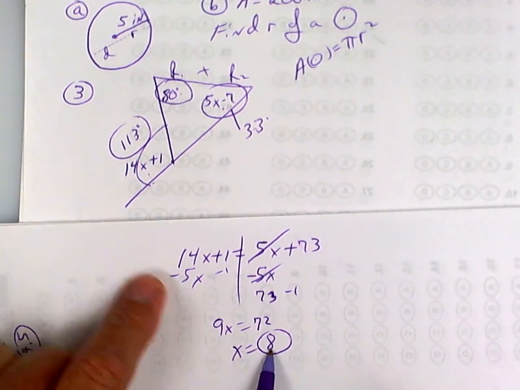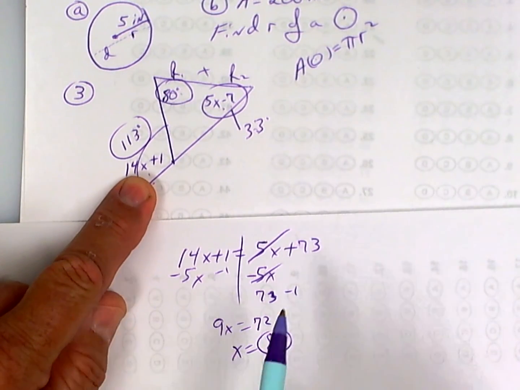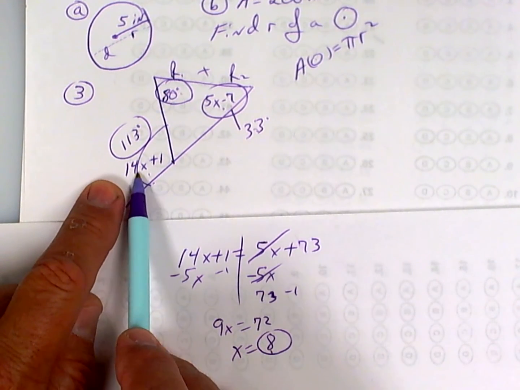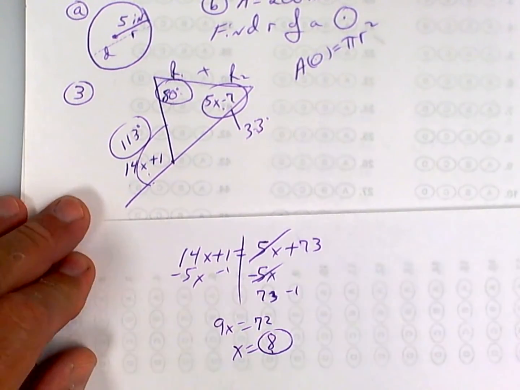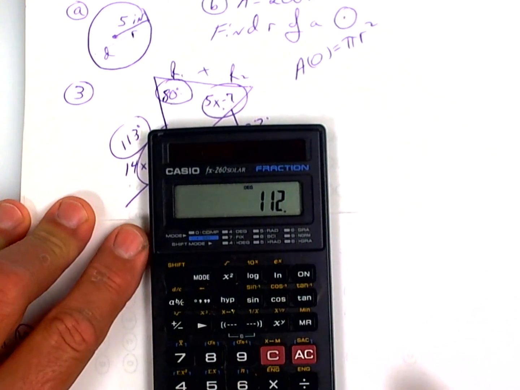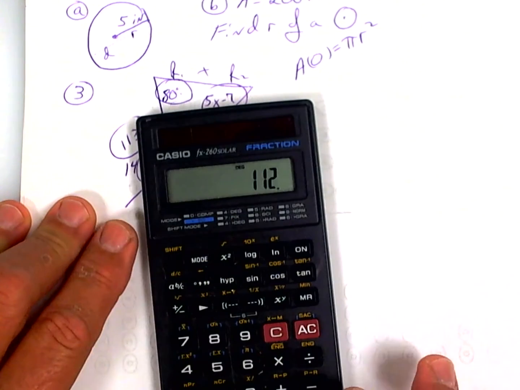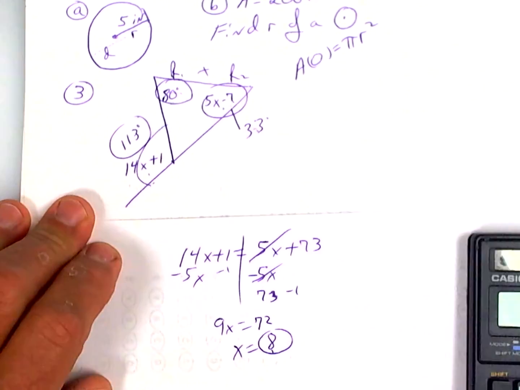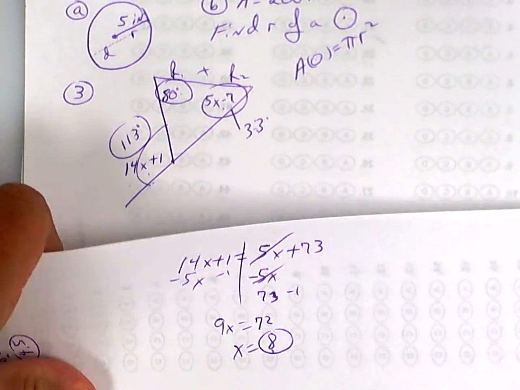Or you can substitute the number back into here. Either way, you can either add these two up or substitute the 8: 14 times 8 plus 1. Okay, let's try that. 14 times 8 equals, and then plus 1 equals 113, which is what I said. All right, let's go on to today's work.